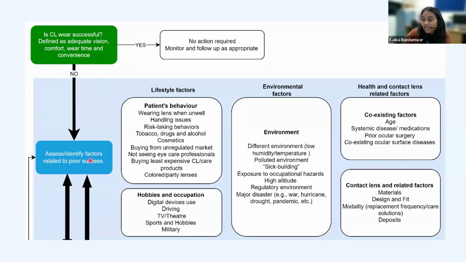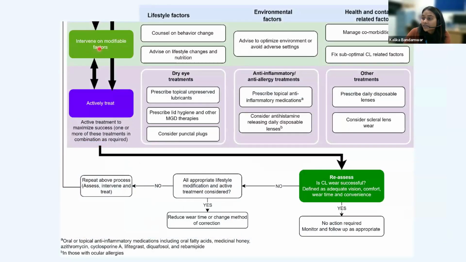So we need to assess and identify factors related to poor success. These could be lifestyle factors, environmental factors, health and contact lens related factors. Now remember, some of these factors are modifiable while others are not. Most of the time, it's only on modifiable factors that we can act on. The next step is intervention on modifiable factors. Among lifestyle factors, these were the modifiable ones, and you can influence them by counseling the patient or advising on lifestyle changes and nutrition.